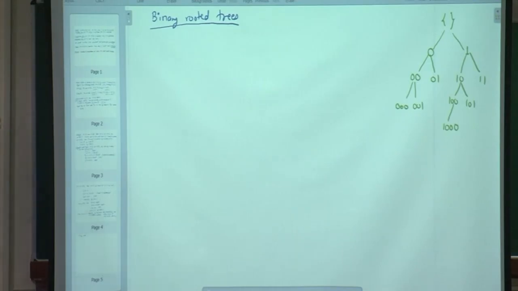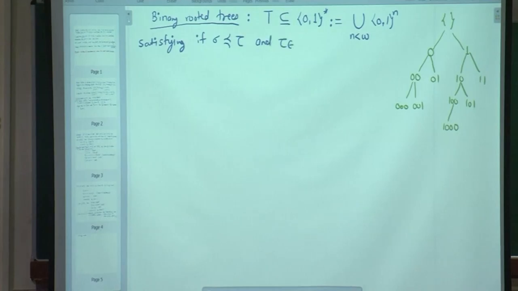Okay. So what is a binary rooted tree now formally? It is a T, which is a subset of {0,1} star. Okay, what is {0,1} star? Perhaps you are confused about that. It is defined to be the union of {0,1} to the power n, where n is less than omega. So basically, {0,1} star is the collection of all finite length strings of zeros and ones. Looking at the example, it should be clear, yeah? And it should satisfy something. Satisfying: if sigma is a prefix of tau and tau is a node in T, then sigma is also a node in T.